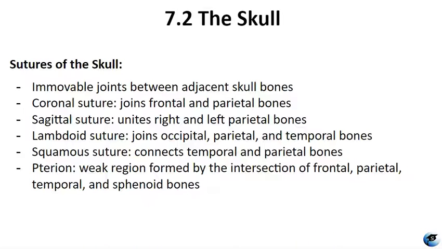Skull sutures are immovable joints that tightly connect adjacent bones of the skull, enhancing the skull's strength and capacity to protect the brain. The coronal suture unites the frontal and parietal bones, while the sagittal suture connects the right and left parietal bones. The lambdoid suture joins the occipital, parietal, and temporal bones, resembling an inverted V shape. The squamous suture interconnects the temporal and parietal bones, and the pterion, a weak region formed by the intersection of frontal, parietal, temporal, and sphenoid bones, is the most vulnerable part of the skull.